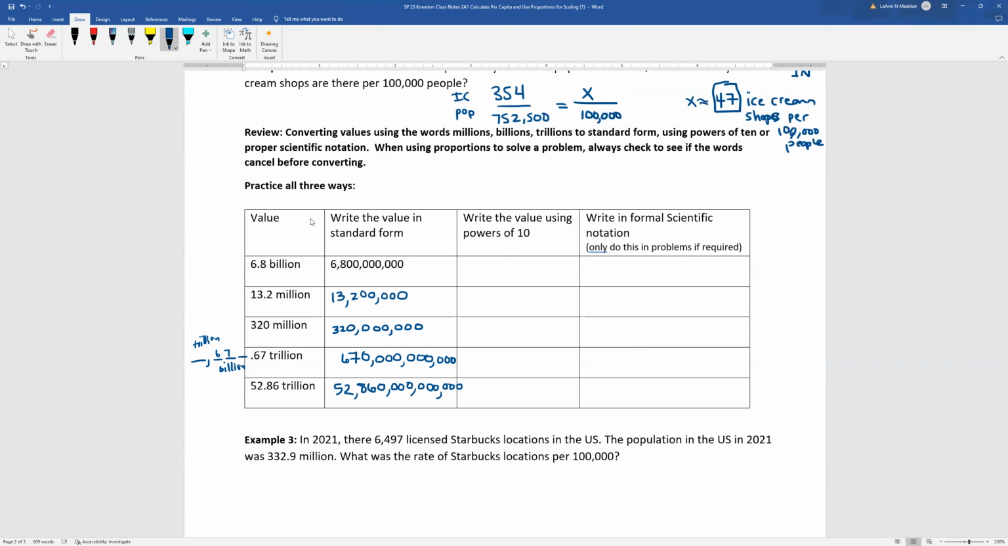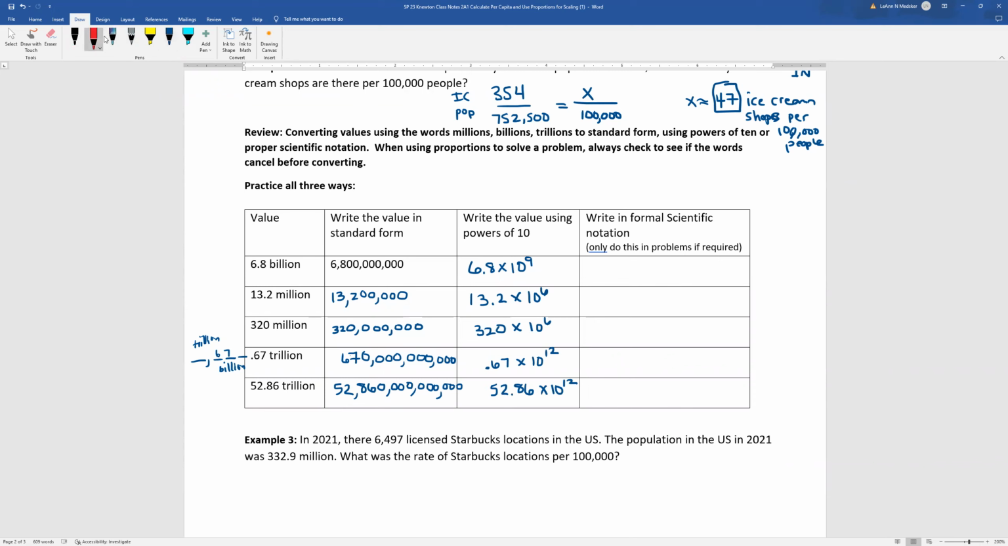Okay. Now, if we take these and we ignore these numbers right here, let's just write these with the times 10 to the 6, 9, and 12 that we see for million, billion, and trillion. So this would have been 6.8 times 10 to the 9th, because it's a billion. 13.2 times 10 to the 6th, because it's a million. 320 times 10 to the 6th. 0.67 times 10 to the 12th, because it's a trillion. And 52.86 times 10 to the 12th, because it's also a trillion.